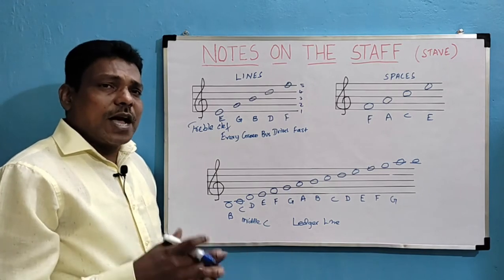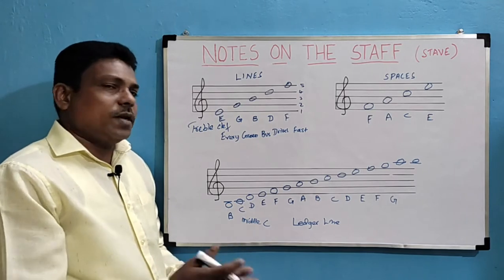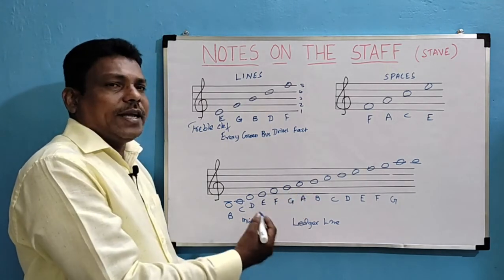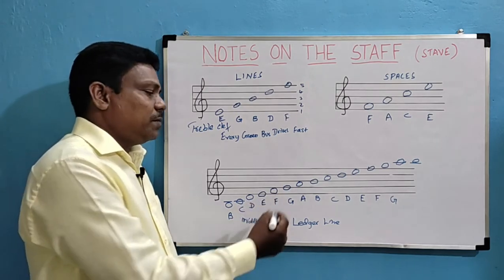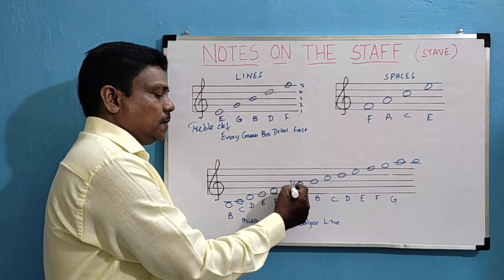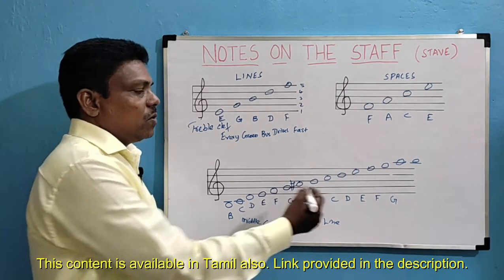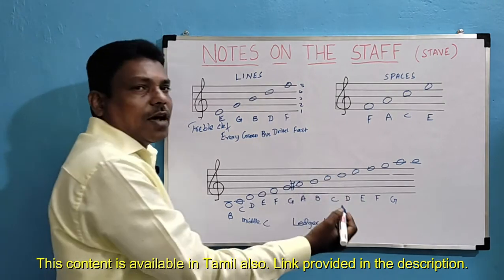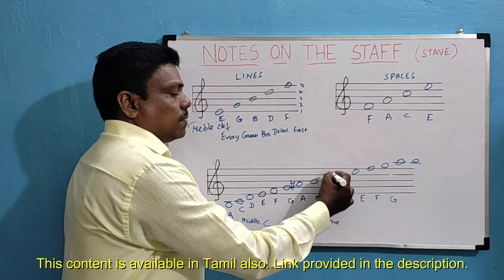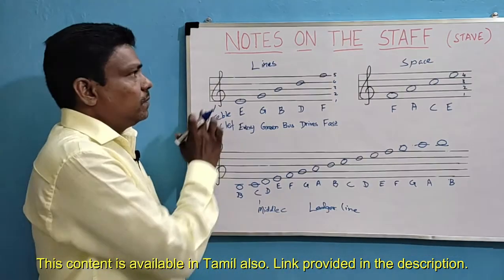For the sharp notes, we don't have any different symbol. If I want to write A sharp, there is no separate symbol. Before A, we will mark a sharp symbol. If I want to mark D sharp, just before D we will mark that sharp symbol. So this note will be considered as D sharp.